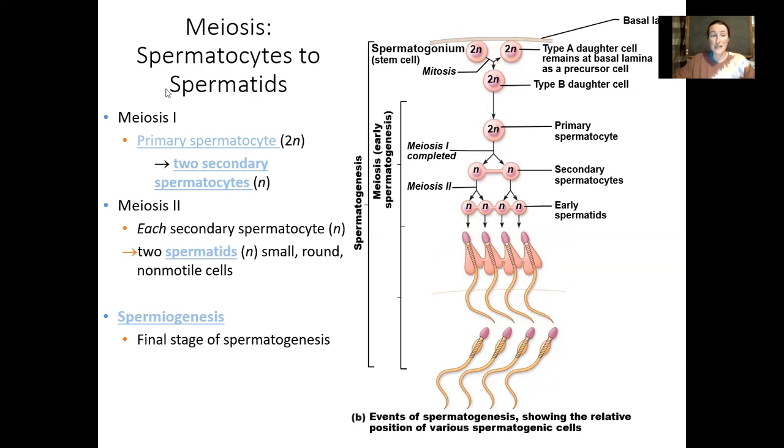The final stage of this process is called spermiogenesis. This is essentially taking these genetic sperm. Their nucleus isn't going to change at this point, but it's taking this nice little round cell here and growing onto it a couple other components, which we are about to talk about.